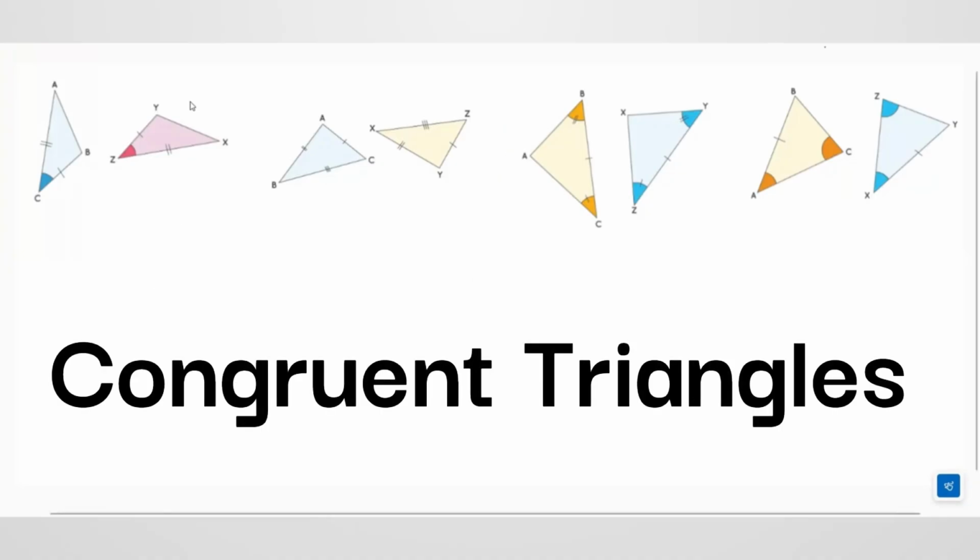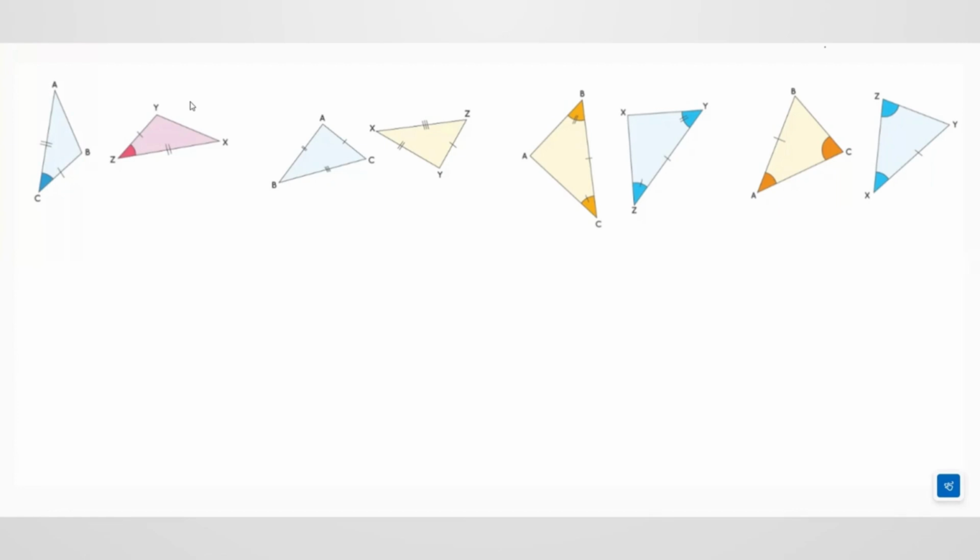So you can see here the different four examples. There are four different kinds of criteria with which we can prove that any two triangles are congruent. So in these triangles, first of all, we have to write down which corresponding sides or angles are equal.